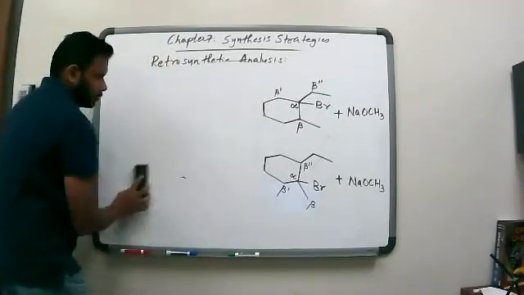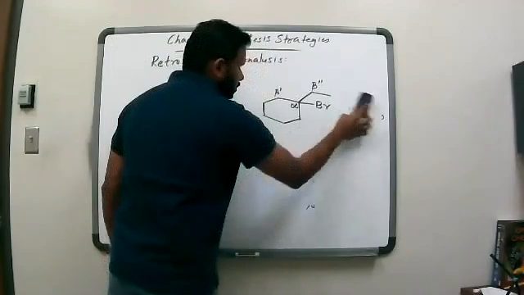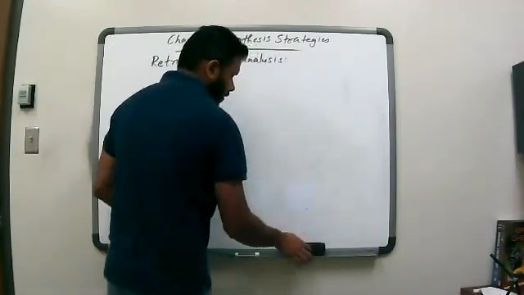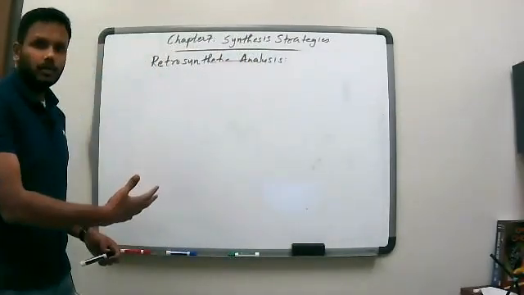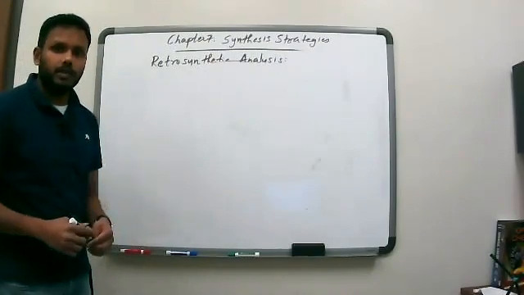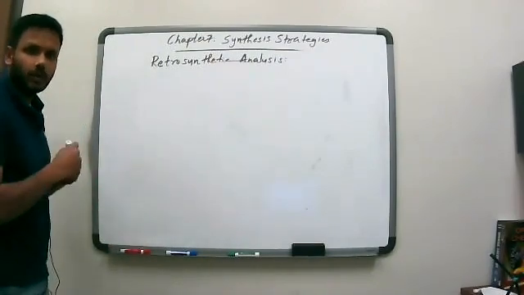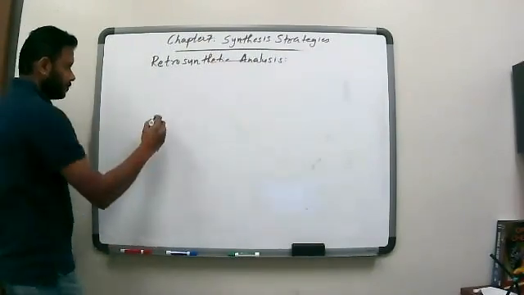I want to show you another example on E2. And again, SN1 and E1 we will not be considering here, because they give us a mixture of products. They always compete with each other.